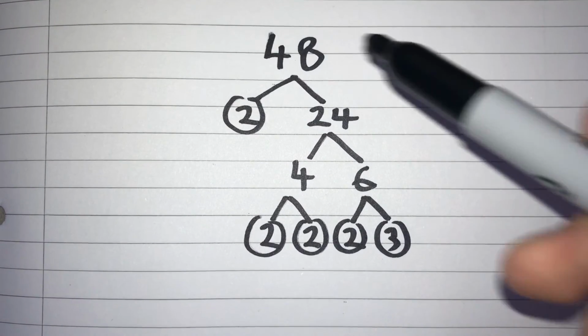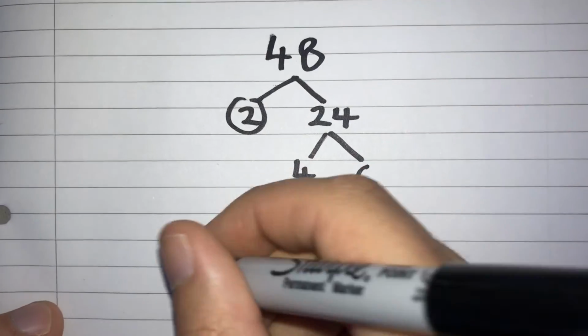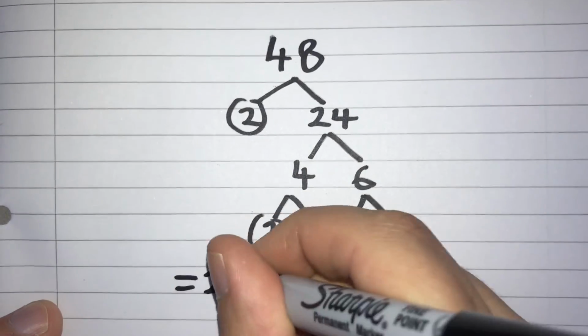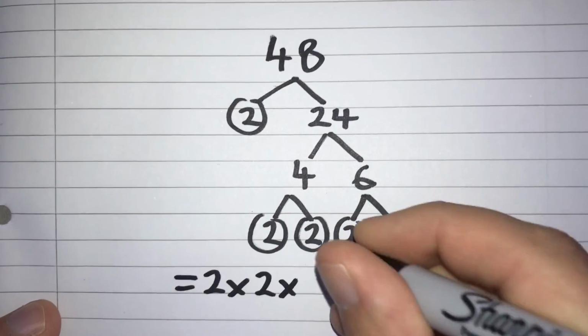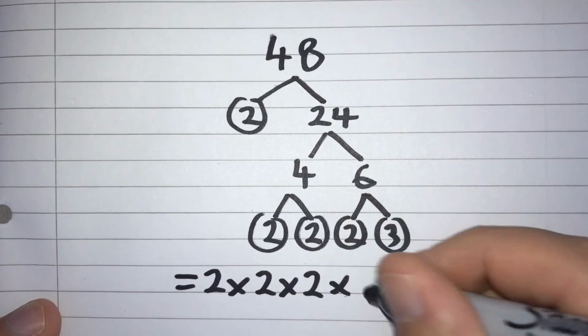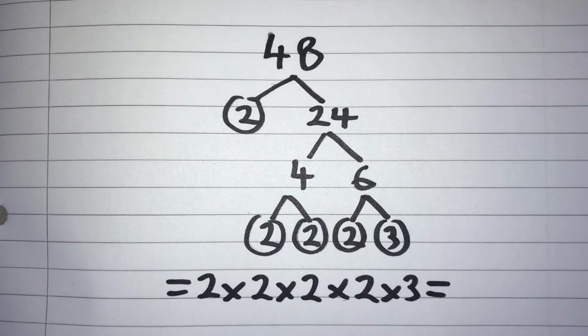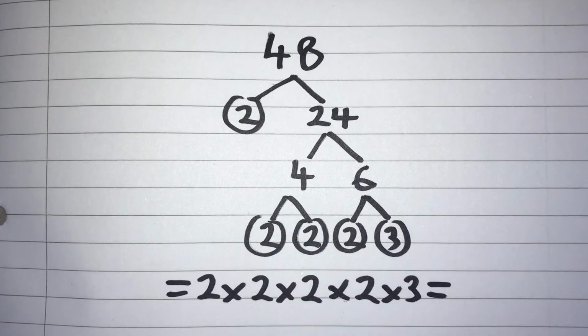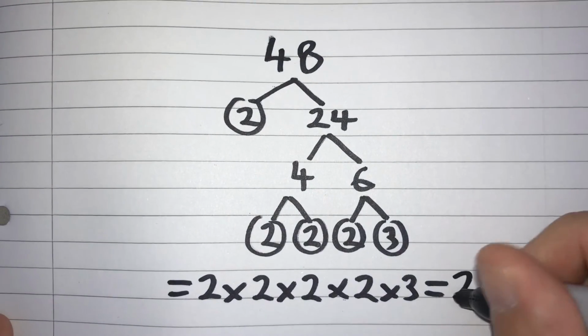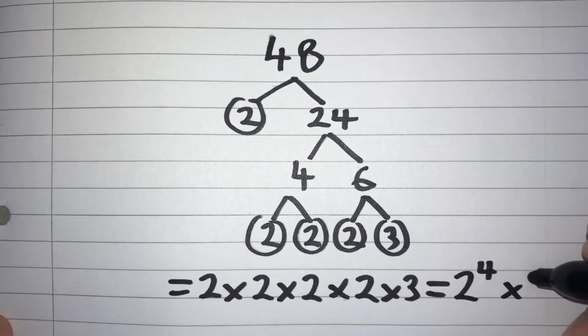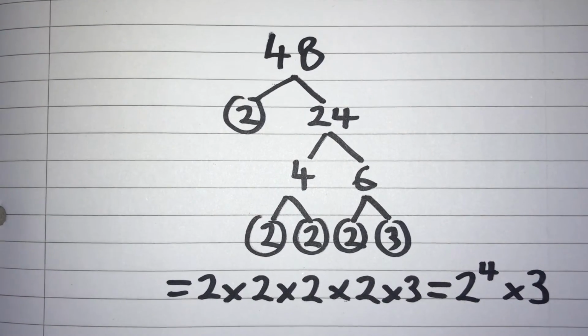So 48 as a product of its prime factors, we can write as 2 times 2 times 2 times another 2 times by 3, which of course we can write in our index form as well. We've got 4 2's multiplied together, so 2 to the power of 4 multiplied by 3.